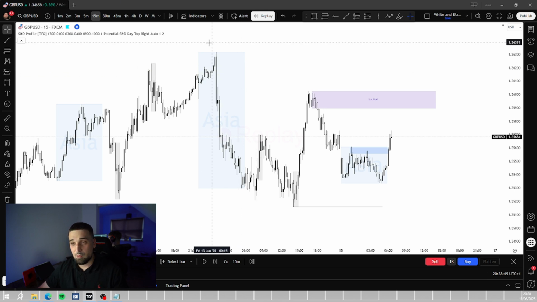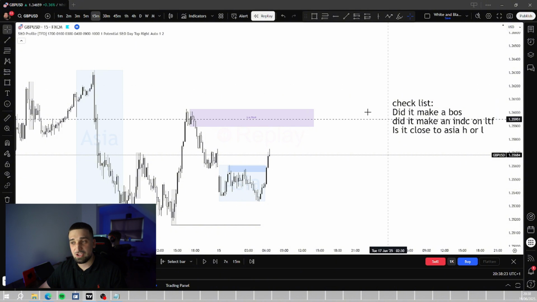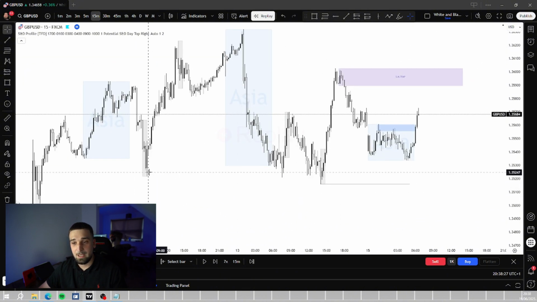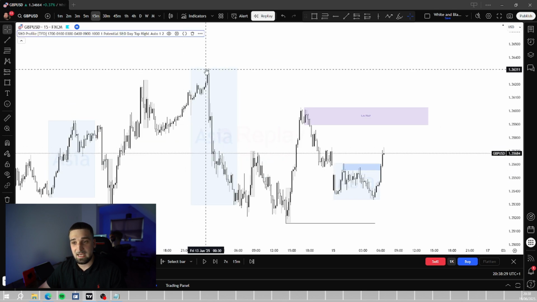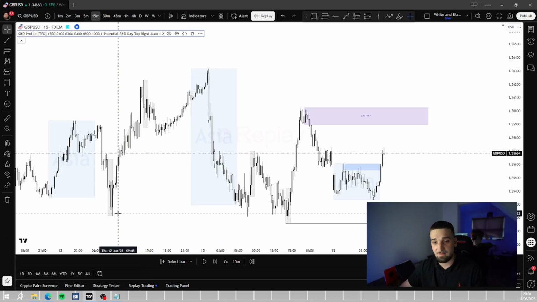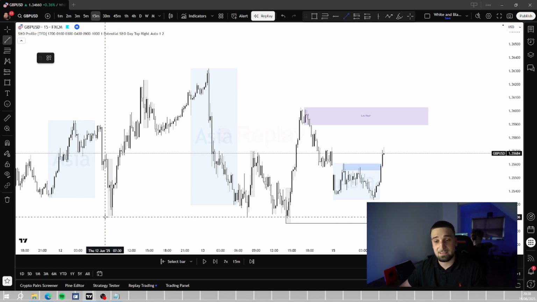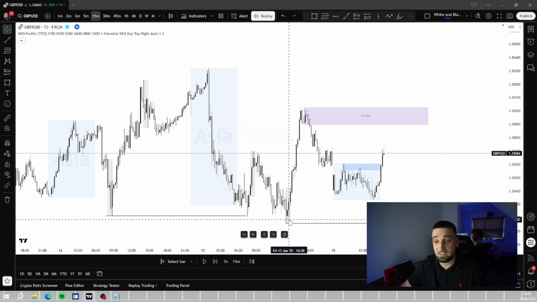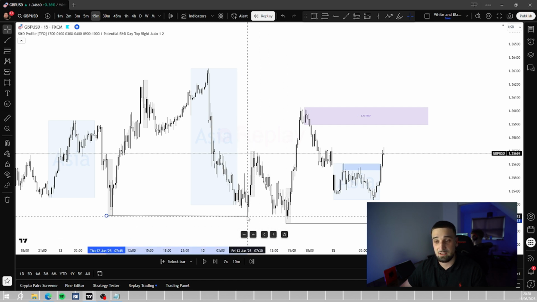So clearly we're having some sort of high that was made in the market. So we want to use a similar checklist. In this sense, did it make a break of structure? Yes, it did, because this low created this high. It came back down and it did, in fact, take out this low. So even though it was by like 1 pip, that is still taking out the low, because it took it out right here.